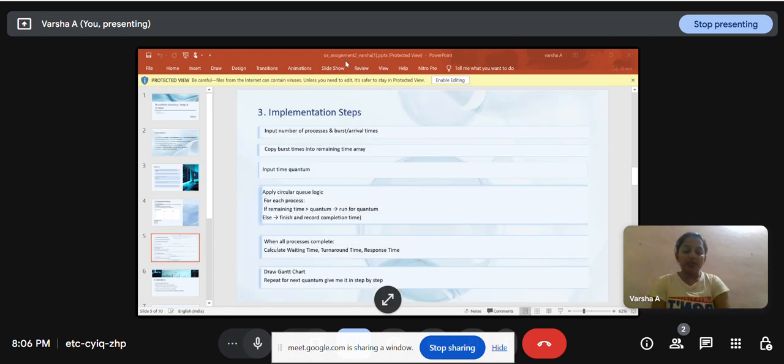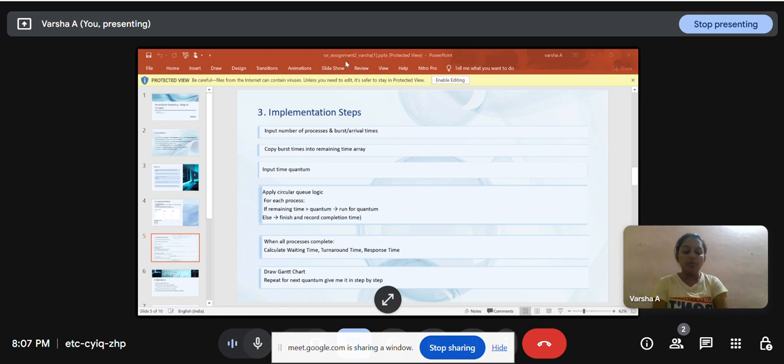Next, the implementation of the round robin algorithm includes these steps. First, we take input of the number of processes along with their arrival times and burst times. Then the burst times are copied into a remaining time array, which tracks how much time is left for each process. Next, the time quantum is entered.